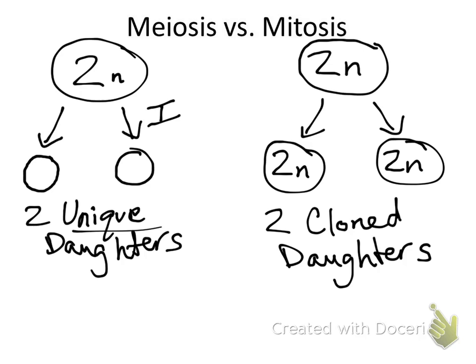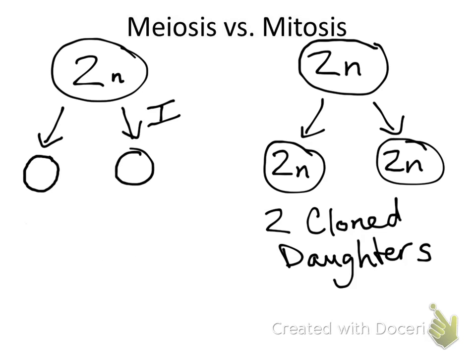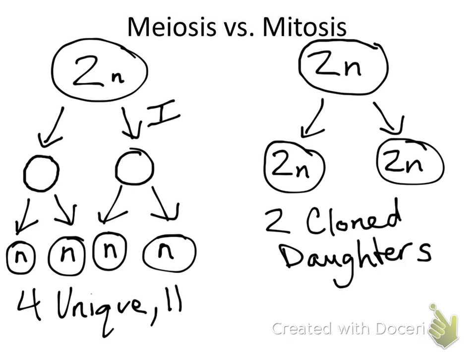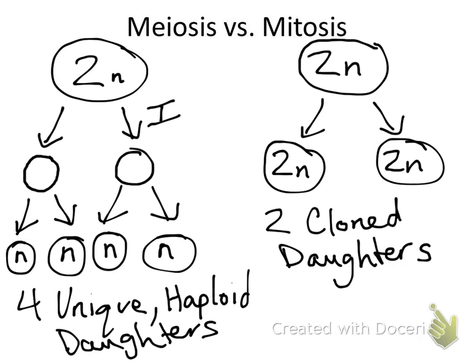And they're going to go through the second round of cell division, ultimately leaving us with 4 cells at the end of the process. And each one of those cells is going to be haploid. Not only are each of those cells haploid, but they're all unique. And remember, they're all unique because each one has different genetic material.